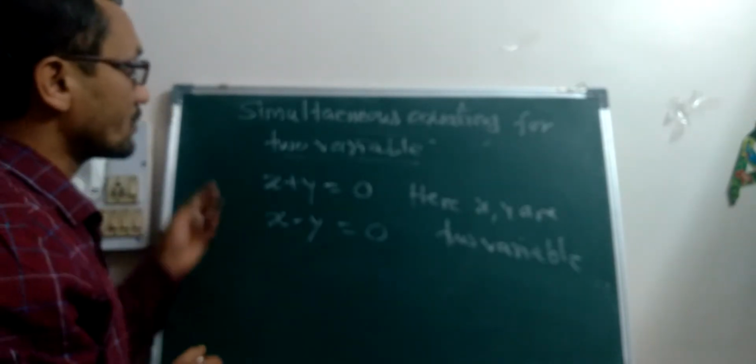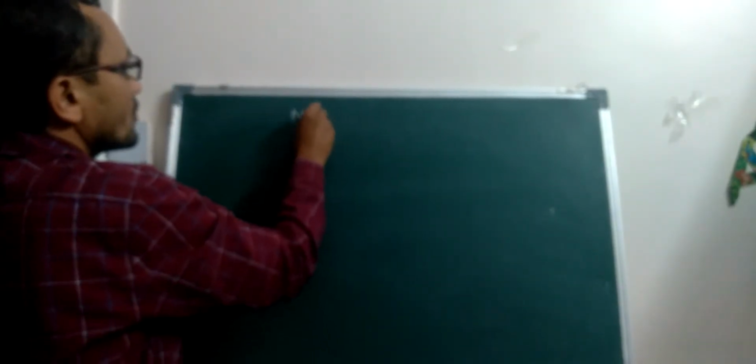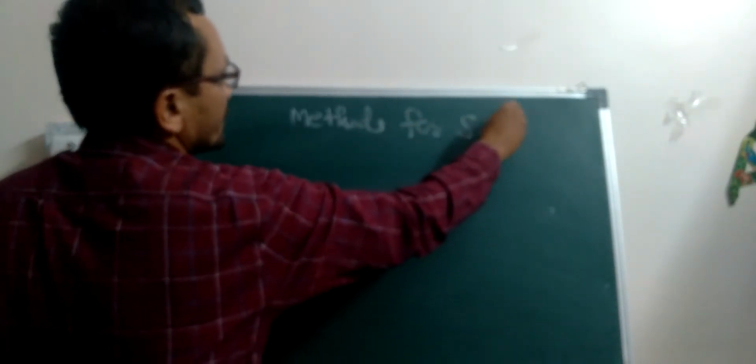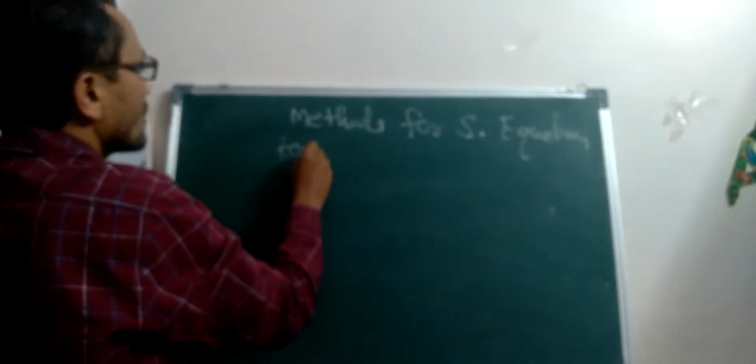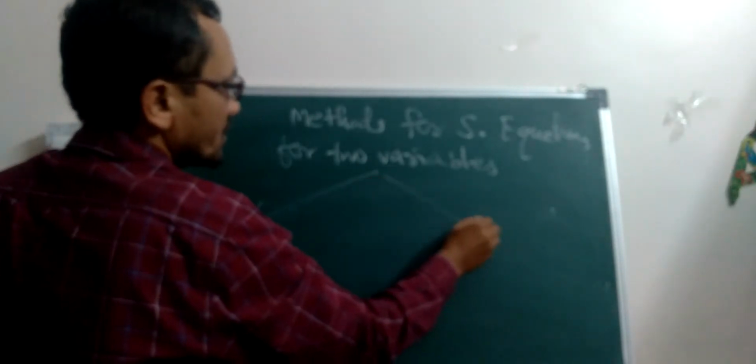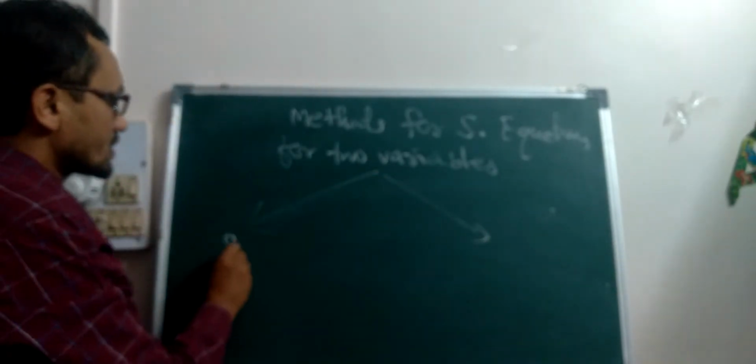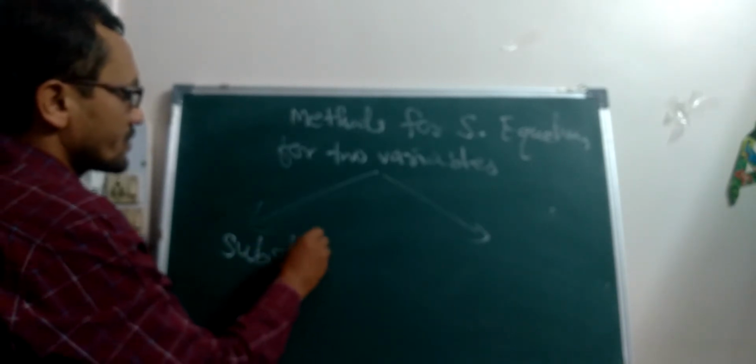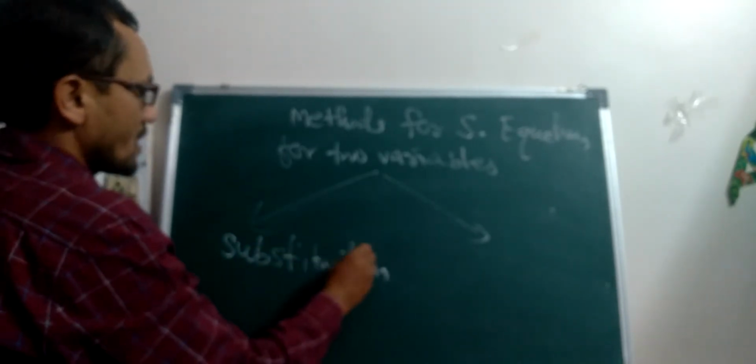So we will see what the methods are to solve such type of equations. The methods of solving simultaneous equations for two variables. There are mainly two methods in 10th class. The first method is substitution and elimination.